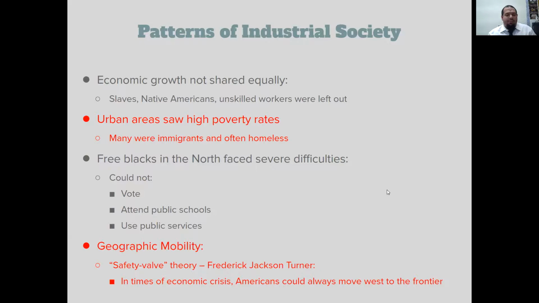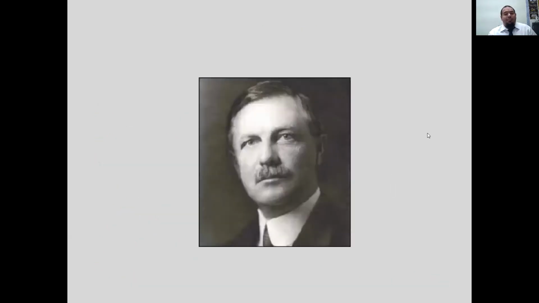Very tough, very tough. And there's this idea of geographic mobility, which was developed under the safety valve theory under Frederick Jackson Turner. And it wasn't often used, but it was an opportunity that was still there for Americans in times of economic crisis. They could move west to the frontier. And we kind of see examples of that during the Great Depression as well. There's Frederick Jackson Turner.